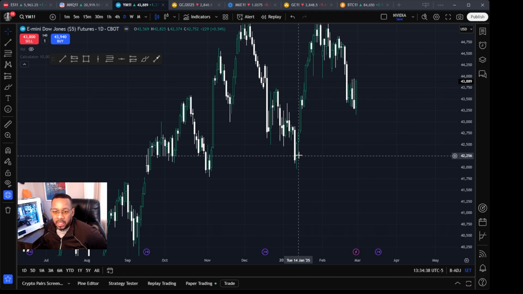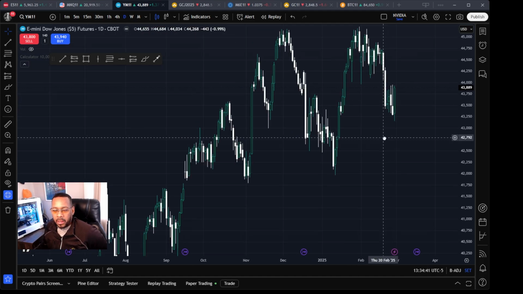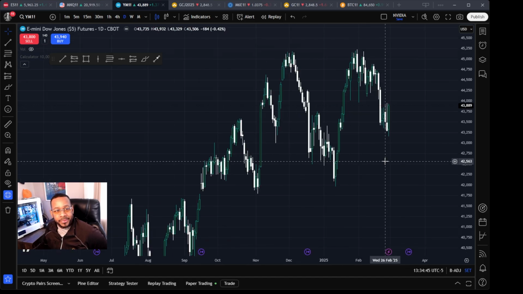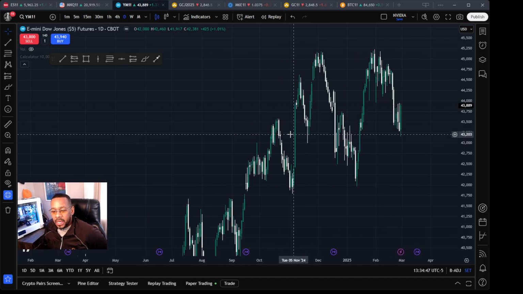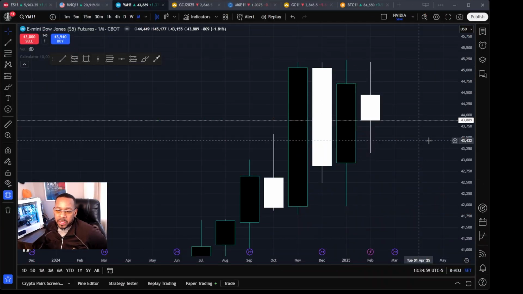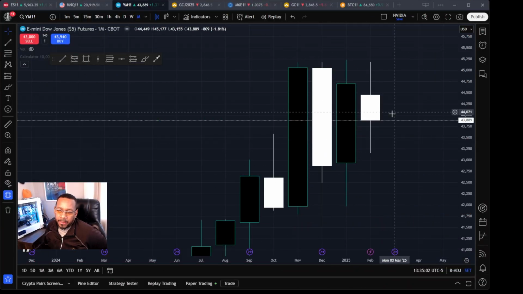This is the daily. Took back off. Looks like it just came back here to clean up this imbalance. The Dow overall has been bullish. Okay, new month. Let's take a look at the new plan. Here's the monthly close, bearish as well. Again, overall trend is up.